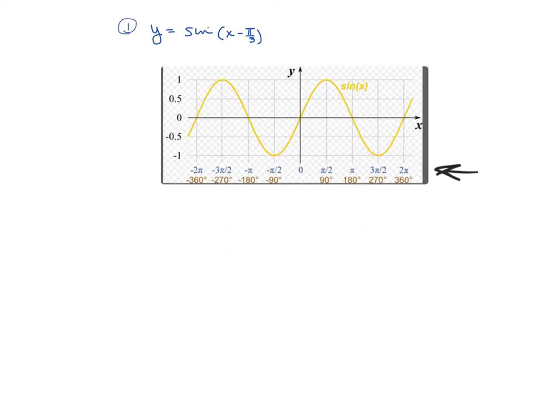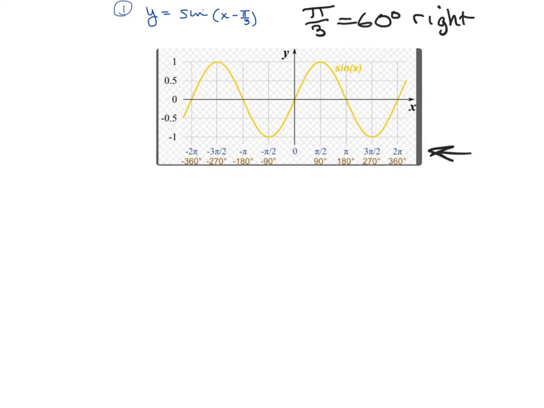So what I'm going to do here, pi over 3, if you remember from your unit circle, is equivalent to 60 degrees. So for this sine graph, I'm going to be shifting my graph and starting 60 degrees to the right of 0. So I need to calculate what 90 degrees is away from the pi over 3. So far, let me go ahead and start setting this up.